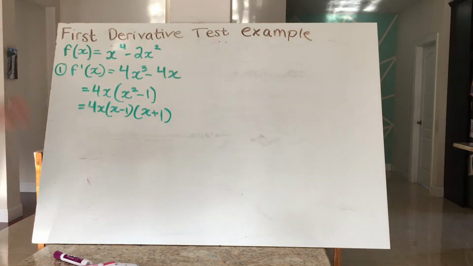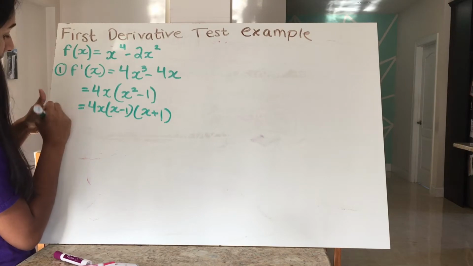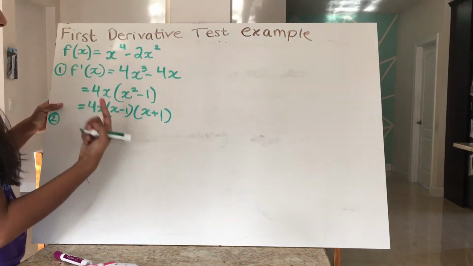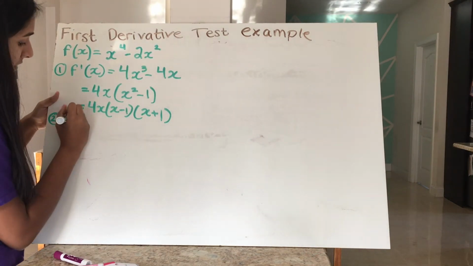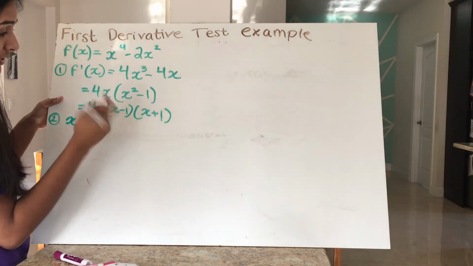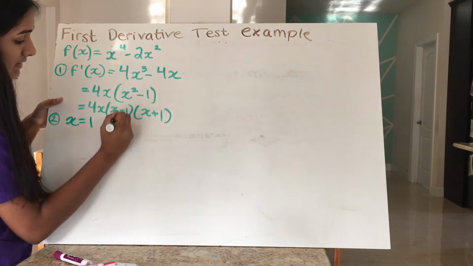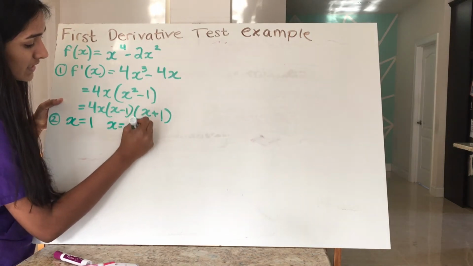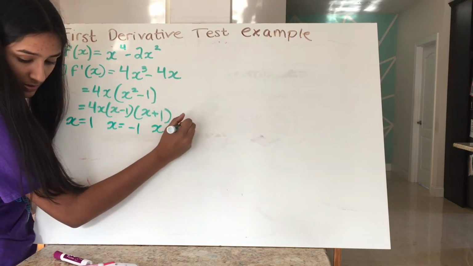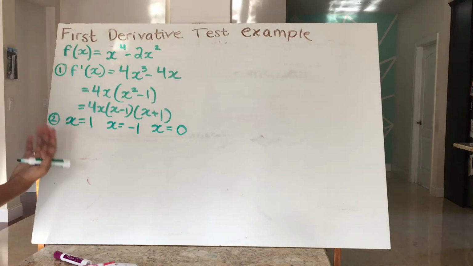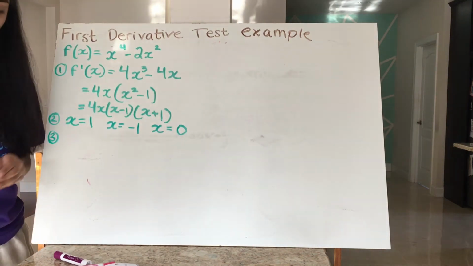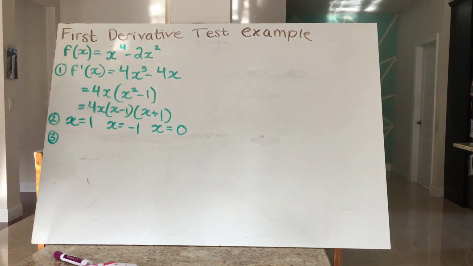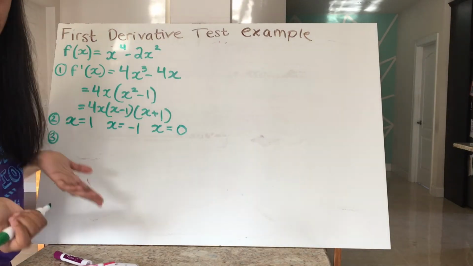That leads us to our second step, which is finding the critical points. And here, there are no points which make the function undefined, but we do have points where it makes the function 0. So that would be x equals 1, x equals negative 1, and x equals 0. So these are our critical points. And now we have to find out the intervals of increasing and decreasing. And to do that, we make a sign chart.